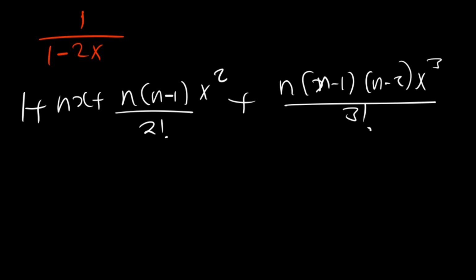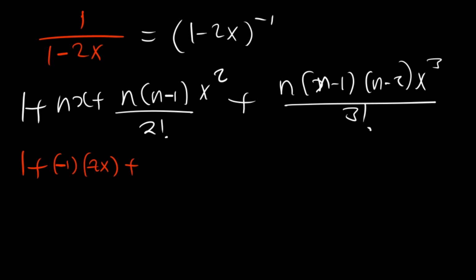Now what we have been given here is the same as 1 minus 2x raised to the power negative 1. Do you know that? In this case, our n is negative 1. Our x is negative 2x. So 1 plus our n, negative 1, times x, negative 2x, like that. Plus our n, negative 1, then again negative 1 minus 1, times x, negative 2x, to the power 2.